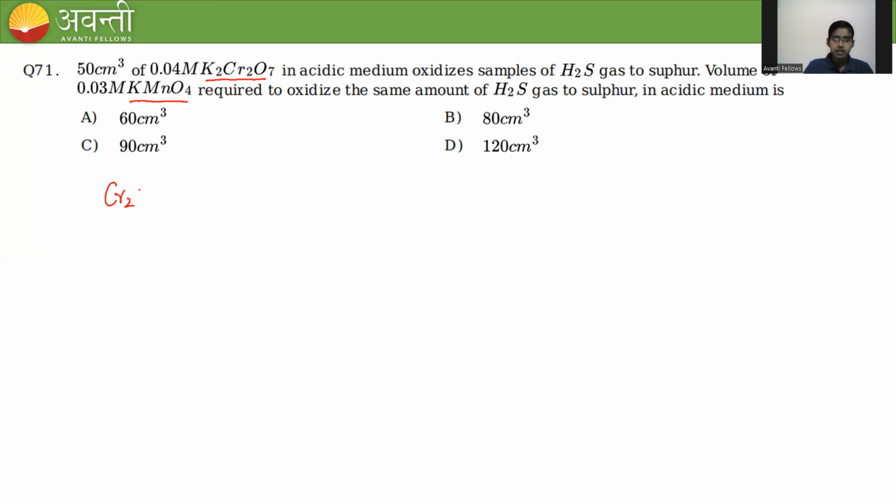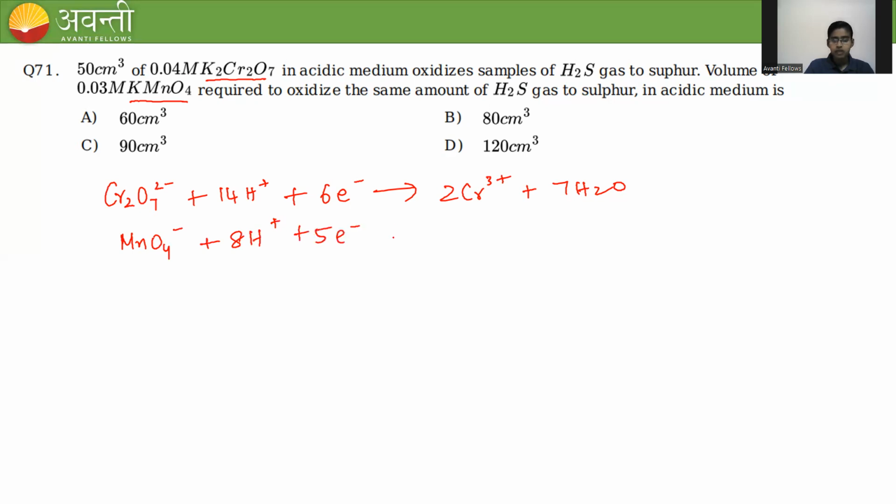So let me take the oxidizing reaction of potassium dichromate. In acidic medium, Cr2O7 2- takes 14 H+ and requires 6 electrons, and it gives 2 Cr3+ plus 7 H2O. And coming to the oxidizing nature of potassium permanganate, the permanganate ion takes 8 H+ and 5 electrons to produce Mn2+ plus 4 H2O. So this is the oxidizing reaction in acidic medium. Now, we need to find out the volume. For that, we need to find out the concentration, in terms of molarity and normality.